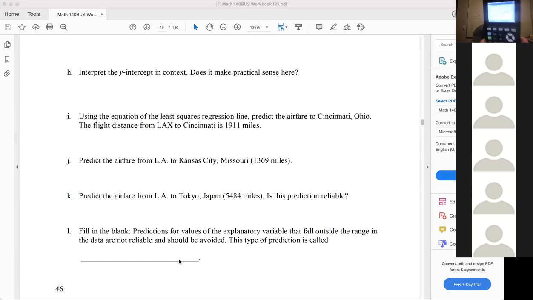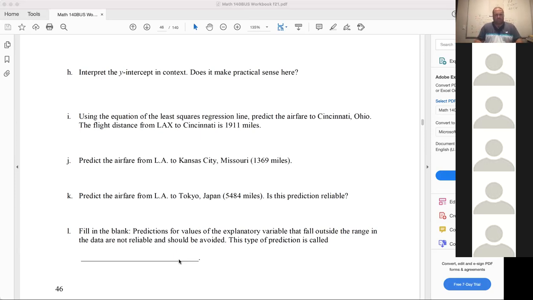So your calculator should look like this. On the bottom, I plugged in an x value of 1911. When I did second calculate, it gave me the y value of 284.168. Of course, I can do it by hand, but you have a calculator, so what's the point?